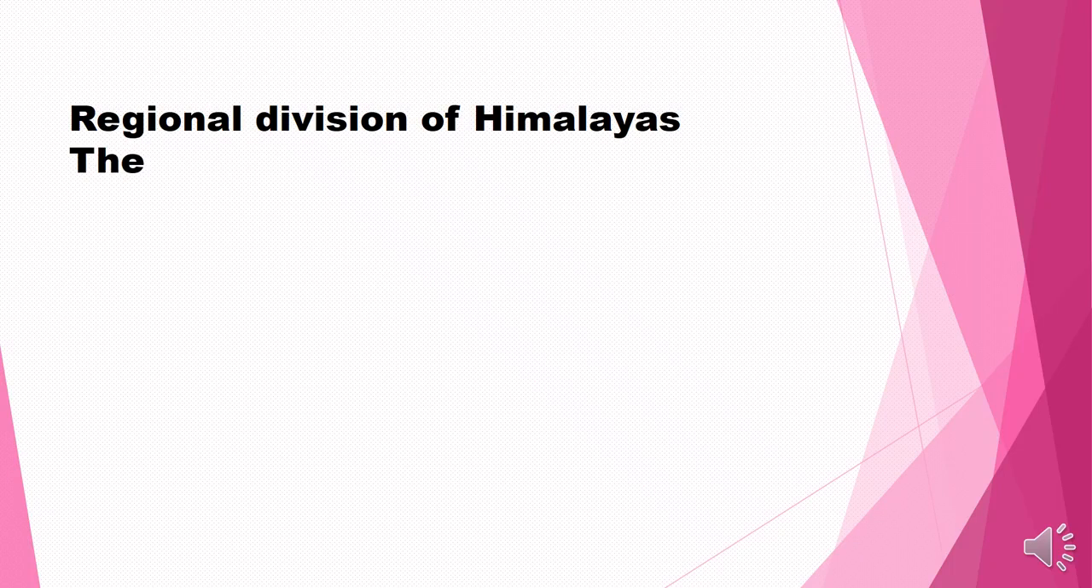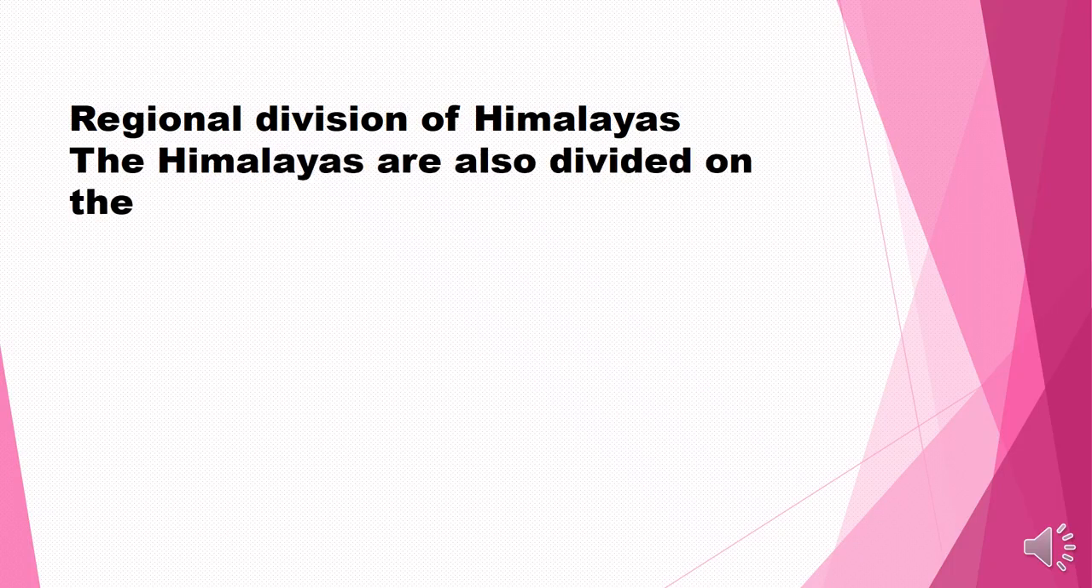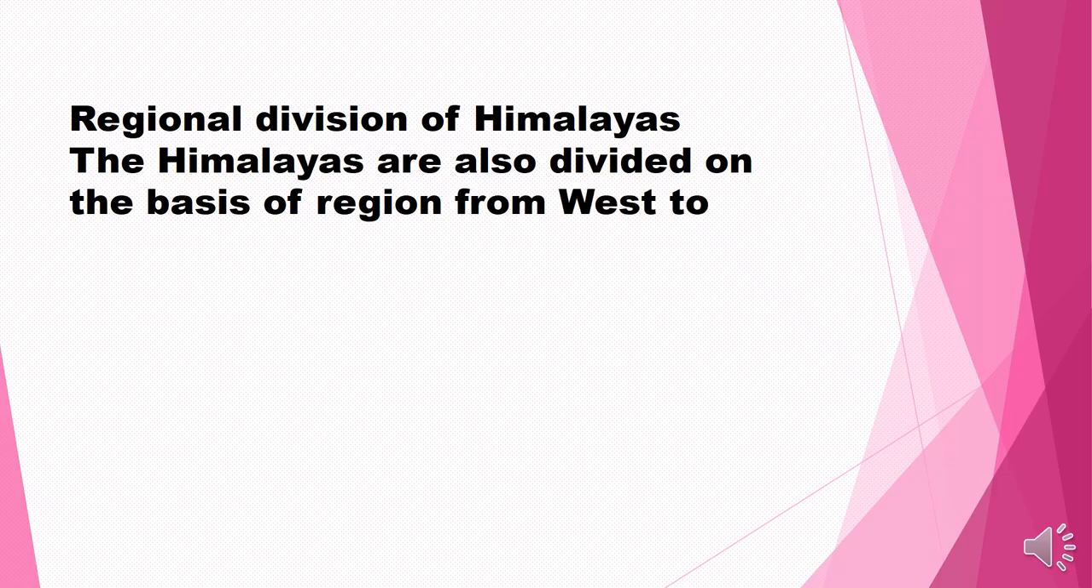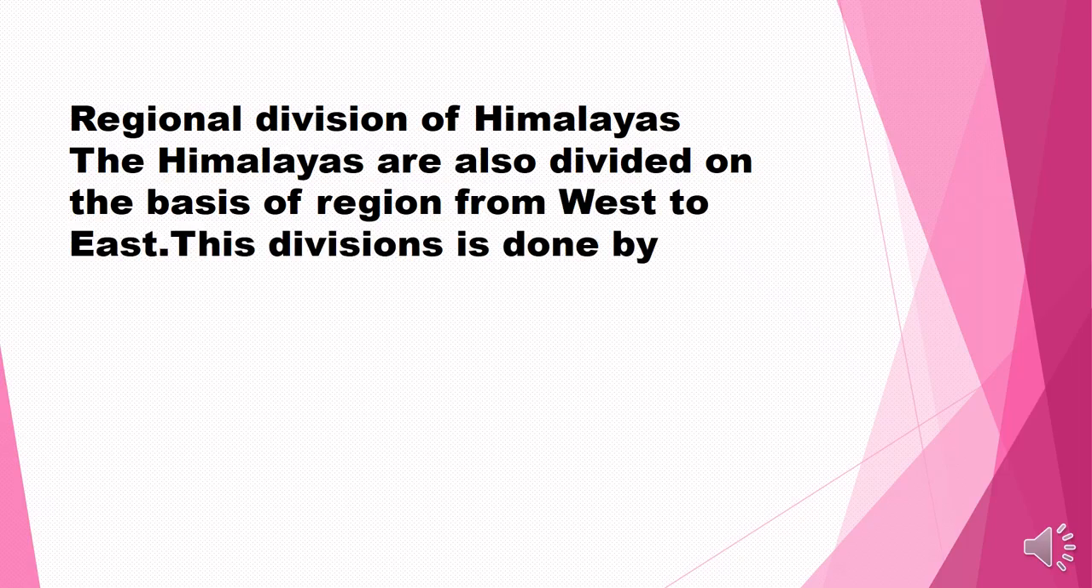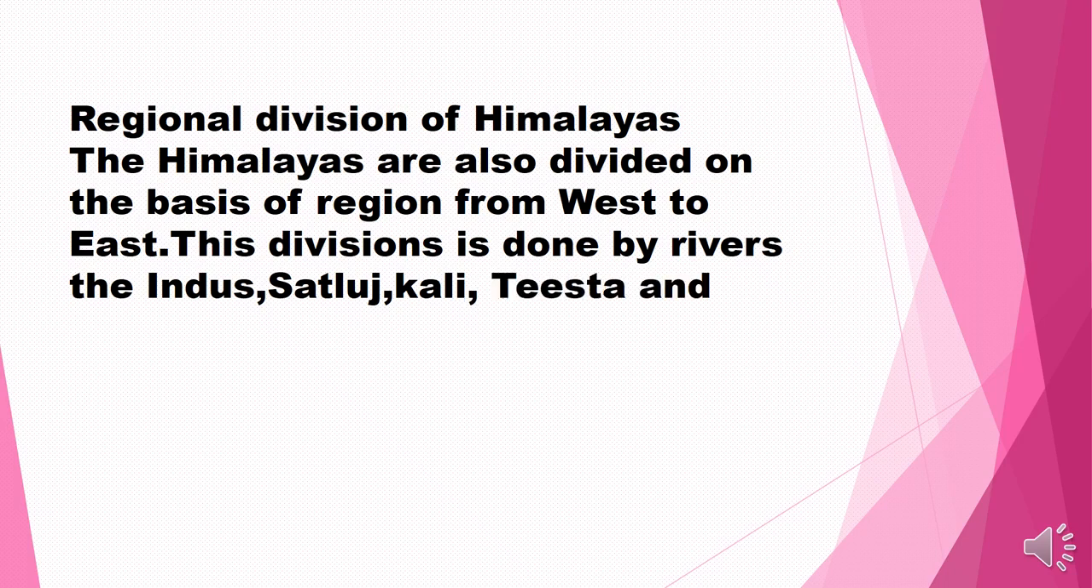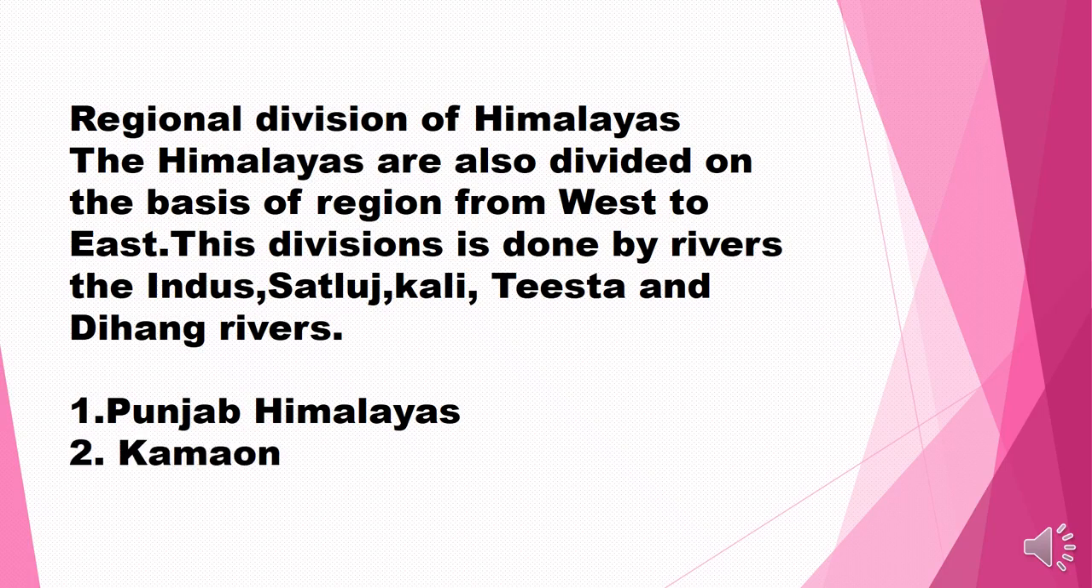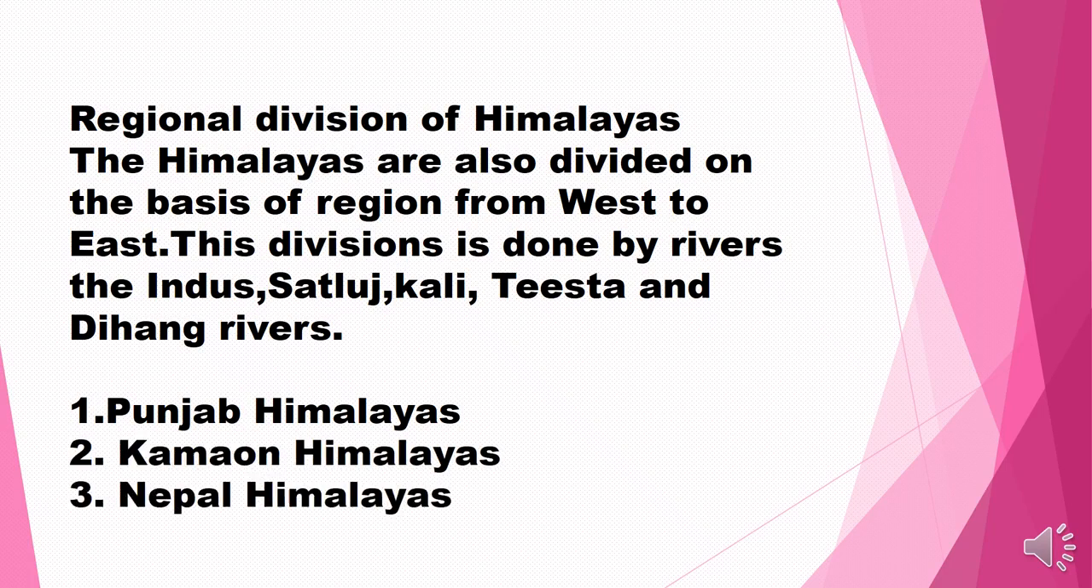The next is the regional division of the Himalaya, meaning the Himalayas are also divided on the basis of region from west to east, and this division is done by the Indus, Satluj, Kali, Tista and Dihang rivers. On the basis of the rivers, the Himalaya are divided into four divisions: Punjab Himalayas, Kumaon Himalayas, Nepal Himalayas and Assam Himalayas. The area covered from the Indus to the Satluj means the Indus and its tributaries, which include the Indus river, Satluj, Ravi, Vyas and Jhelum.